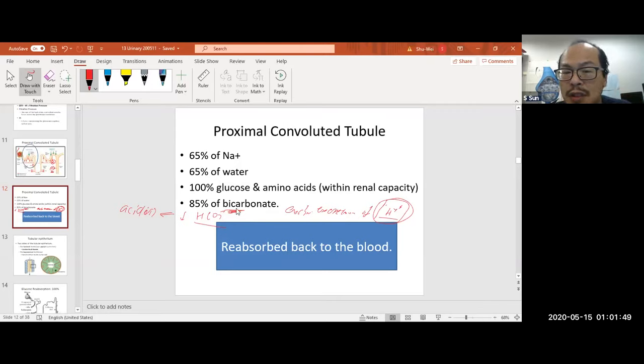So if our body's bicarbonate level is low, it means we didn't throw out enough hydrogen. That is an indication of a type of acidosis, called metabolic acidosis. So that's these two portions.